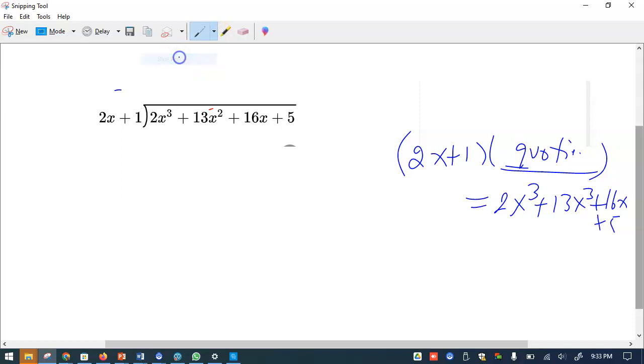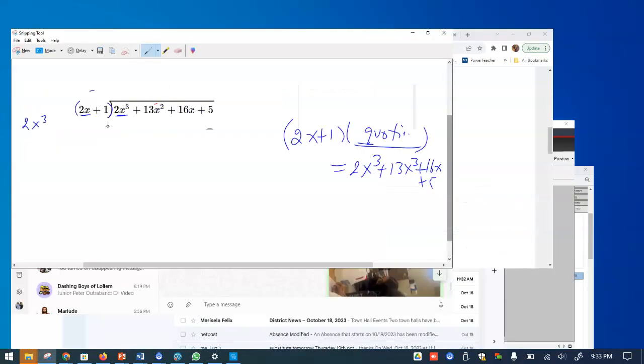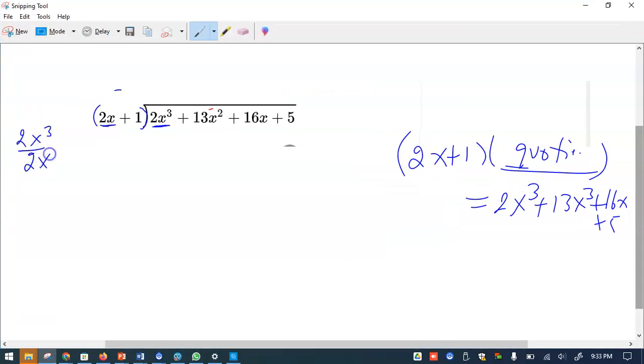I'm going to use long division directly. This is the divisor. Step one: take the first term, 2x cubed, and divide it by 2x. The 2 goes away and you get x squared, correct? Then you multiply that x squared by the whole divisor, 2x plus 1.